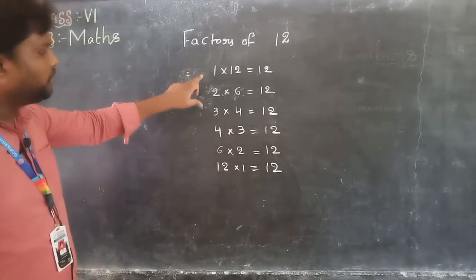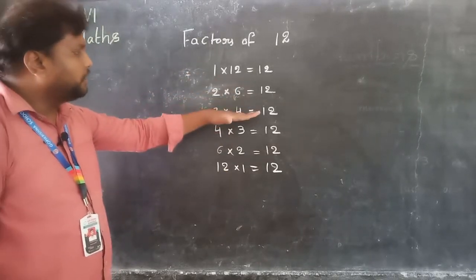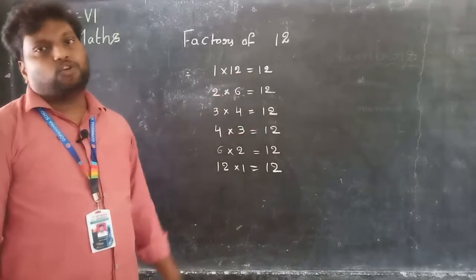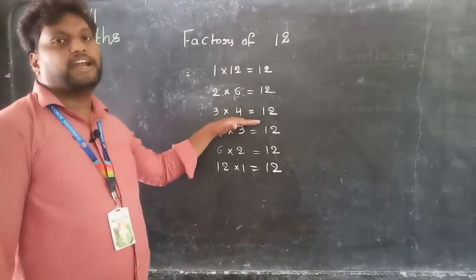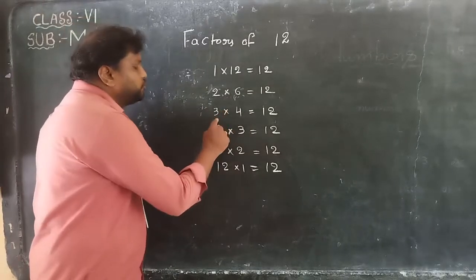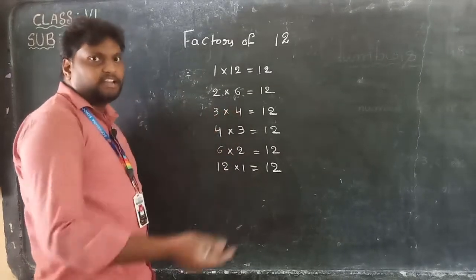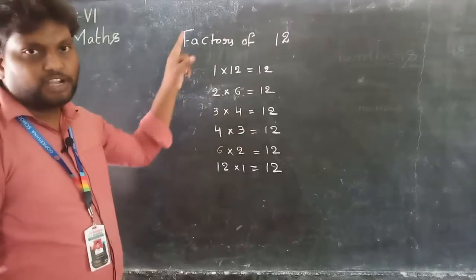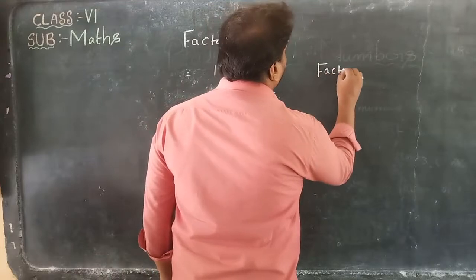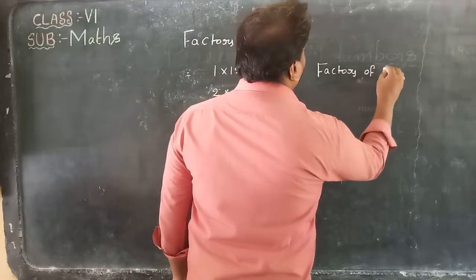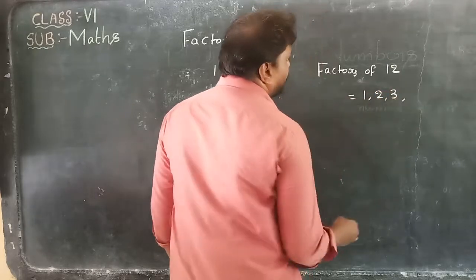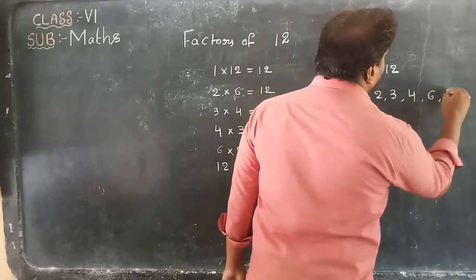Up to here observe 1, 2, 3, 4, 6, 12. Within half of the factors we will get the total number of factors. Why? Because the number which is multiplying with another number is also a factor of the given number. So factors of 12 are 1, 2, 3, 4, 6 and 12.